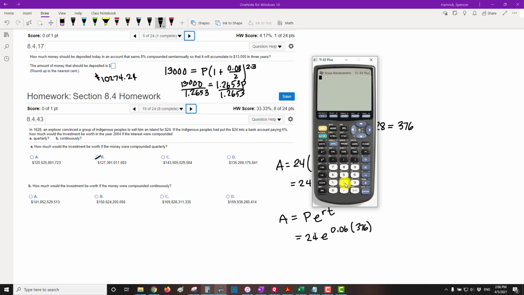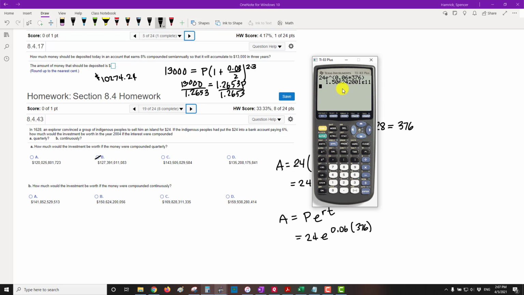And so here we have it. We'll type 24. And the letter e is typically where you see the LN button. You see right above it, there's the second feature. If I do second and then press LN, I get e. And notice how my screen says e to the, and it gives you parentheses already. So we're going to say 0.06 times 376, and we'll close the parentheses. Press enter.